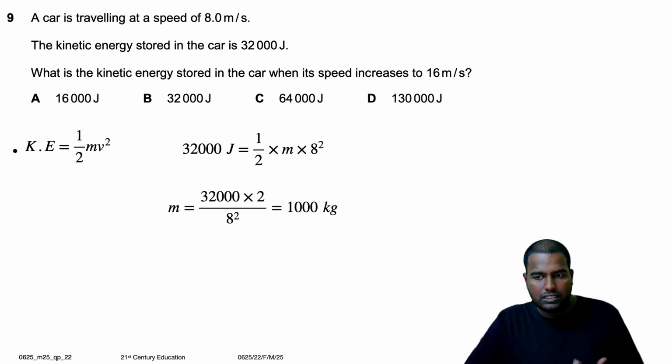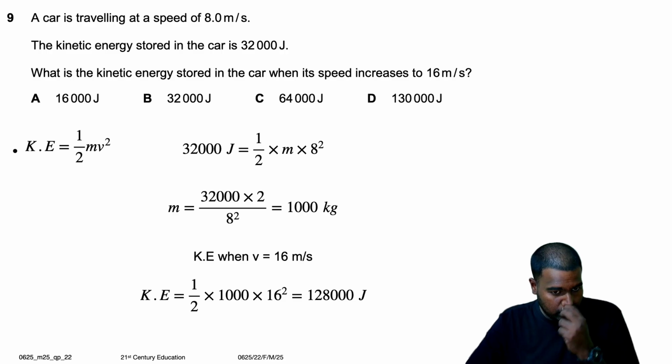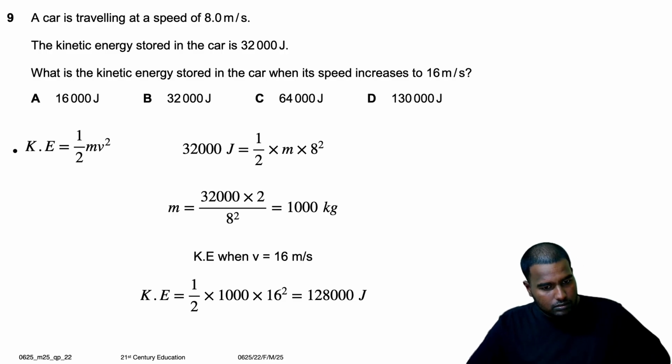Now, what is the kinetic energy when the car is at 16? Same half mv square. Instead of velocity 8, we'll use 16. That's all. Half into 1000 into 16 square. So 128,000 joule. Rounded off to 130,000 joule.